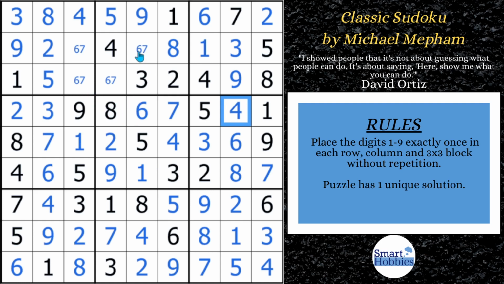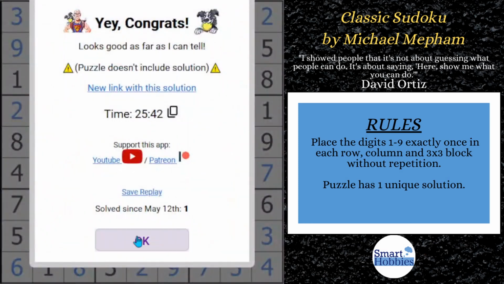Okay, we've got just a few left because there's a 6 already in column 5. This has got to be your 7. That's got to be your 6. This is your 7, and the last cell is a 6.